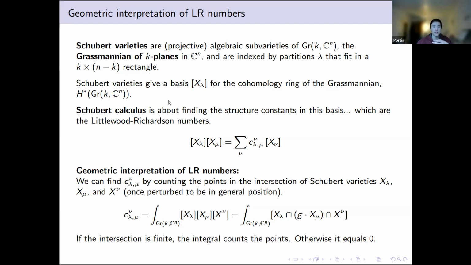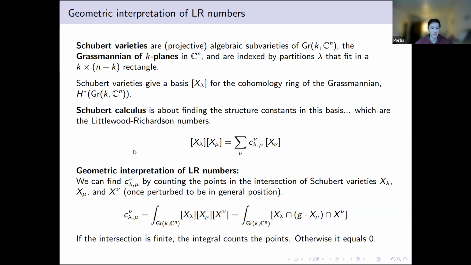And the Schubert varieties, as I mentioned a little bit earlier, give a basis for the cohomology ring of the Grassmannian. Basically this is just the homology class defined by the Schubert variety. And the Grassmannian has Poincaré duality, so we can view it as a cohomology class. Schubert calculus is what we call the activity of finding these structure constants, or the Littlewood-Richardson numbers, for the Schubert variety basis.